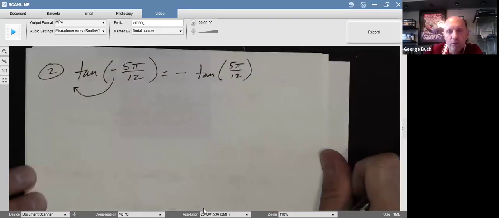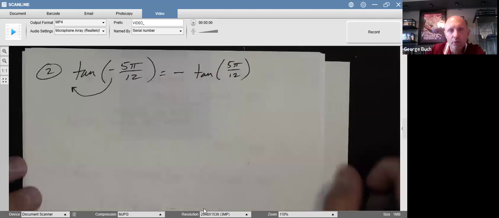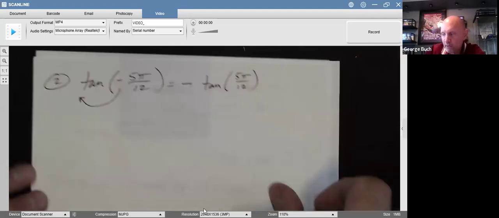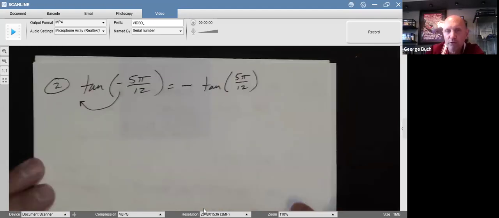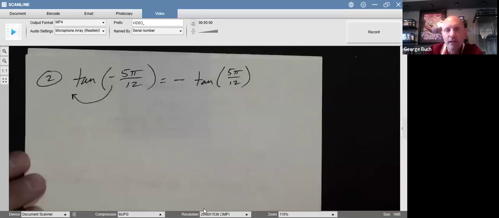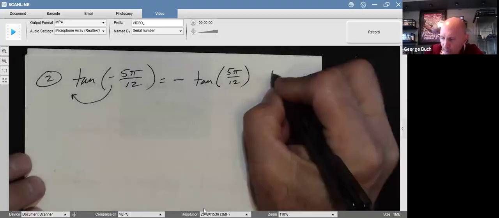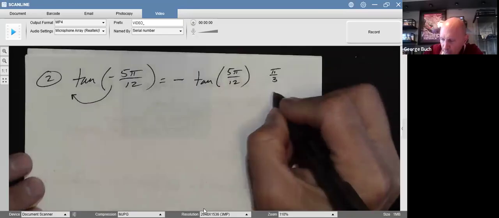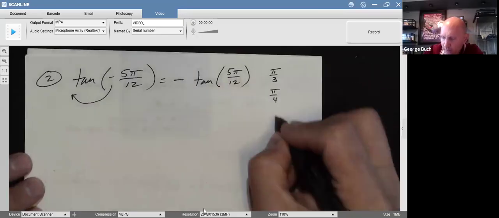It's like, okay, well, that's great, but I don't know anything over 12. I'm looking at my unit circle, and George, you said I have to use the unit circle, and I don't see any pi over 12. No, you don't see that, but we can convert it, right? Because our big three are what? Pi over 3, pi over 4, pi over 6.